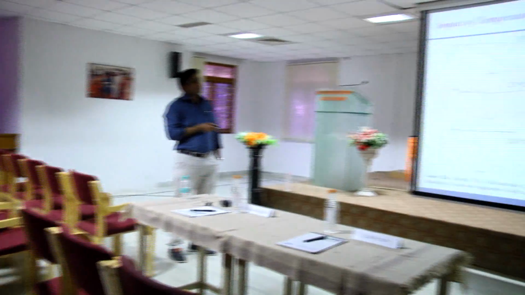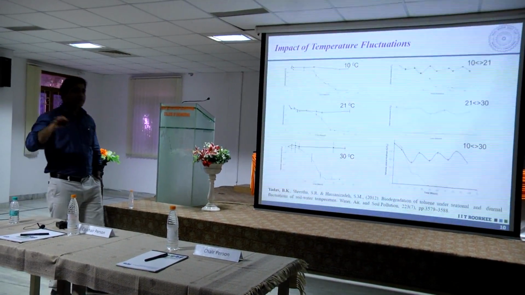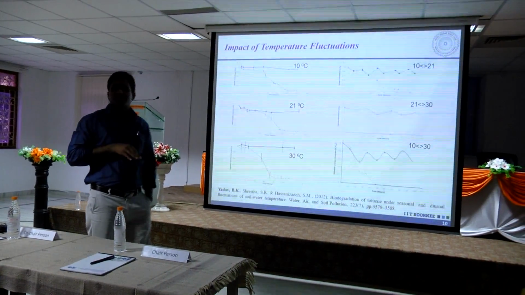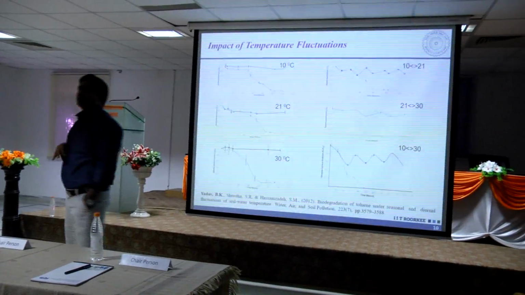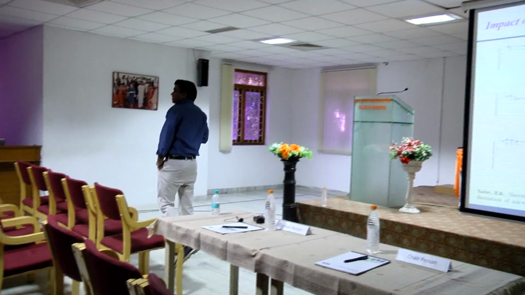But in reality, temperature doesn't remain constant daily. It is fluctuating day and night. So we have seen the fluctuating impact over here, and what we have seen is that when the microbes are facing such temperature stress, their degradation capabilities get diminished. So efforts should be made to minimize this temperature variation.